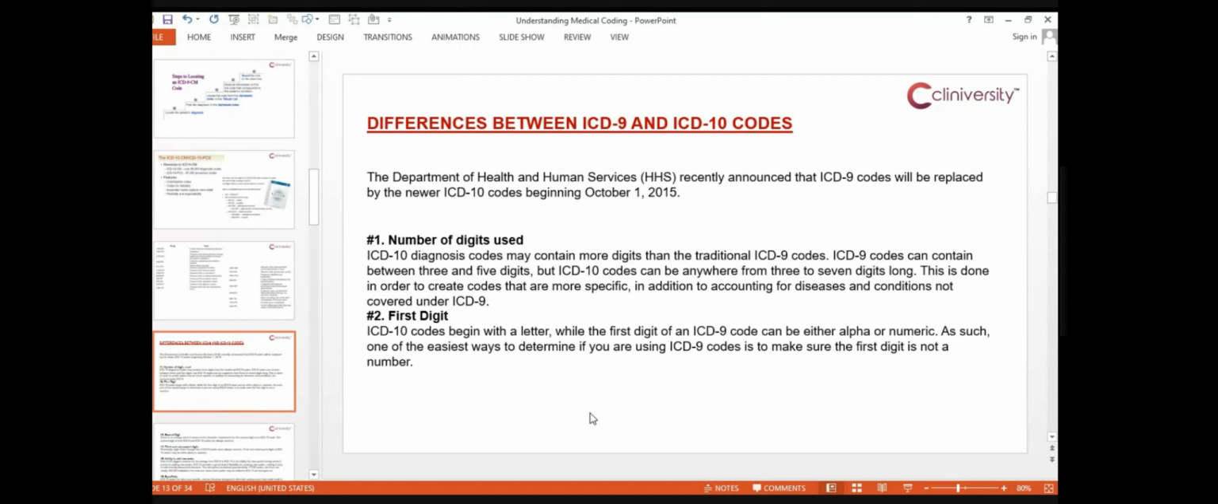As such, one of the easiest ways to determine if you are using an ICD-9 code is to make sure the first digit is not a number. So easily, if you look at a code from ICD-9 or another code from ICD-10, you can differentiate. For example, if the first character is a numeric value, and the other code you have found is an alphabet, you can find out that this is from ICD-10 and the other one is from ICD-9.